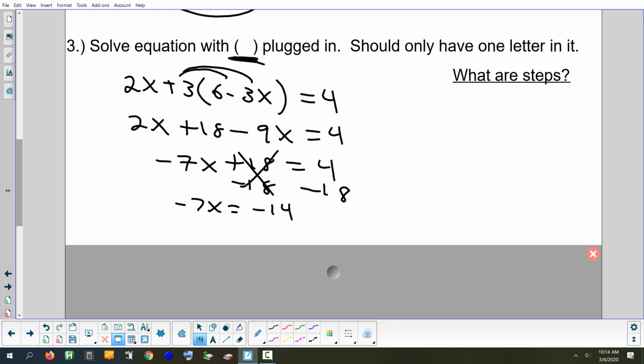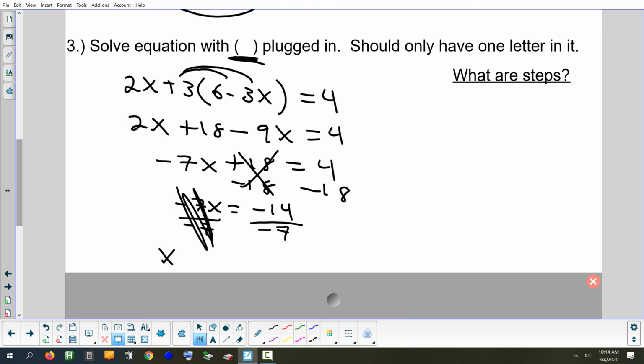Negative 14. Last step. Divide each side by what number? Negative 7. Good. Negative 7. That's gone. What's negative 14 divided by negative 7? 2.